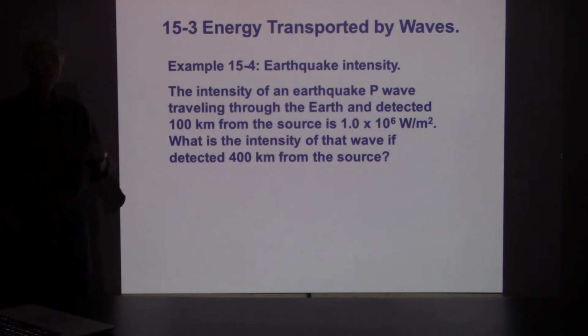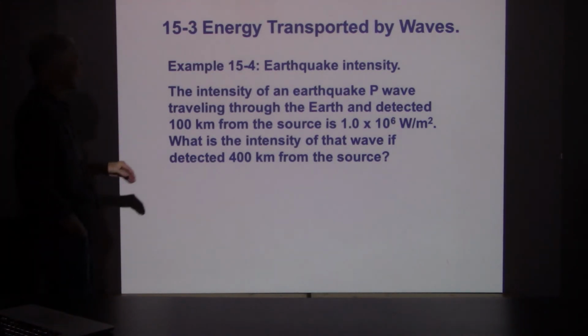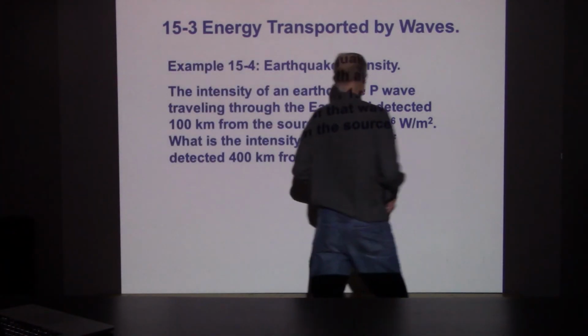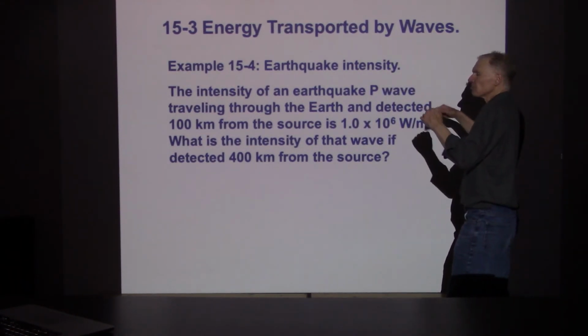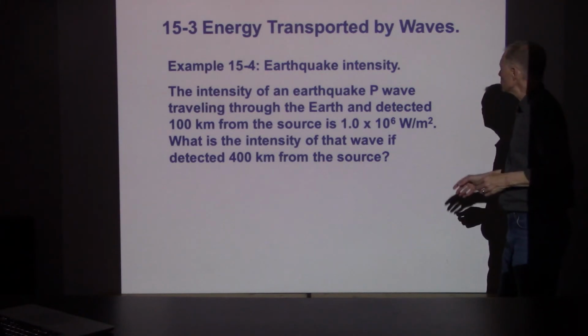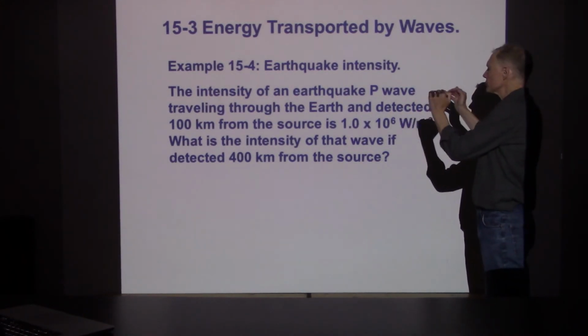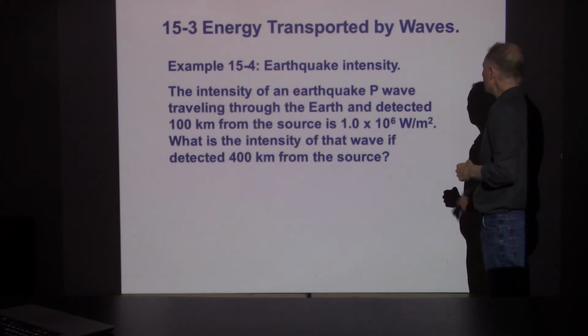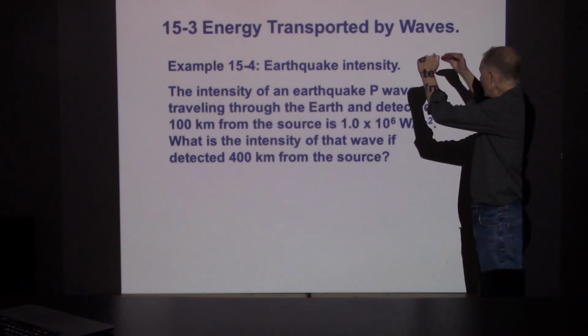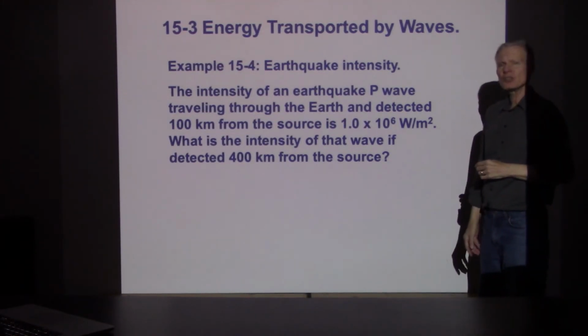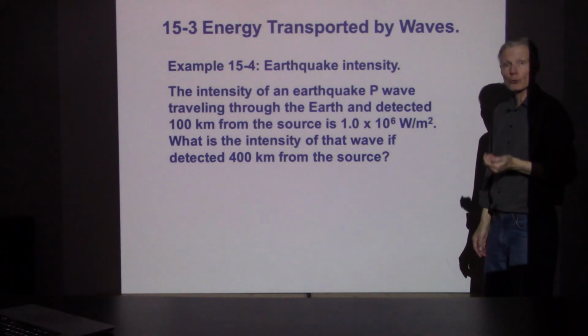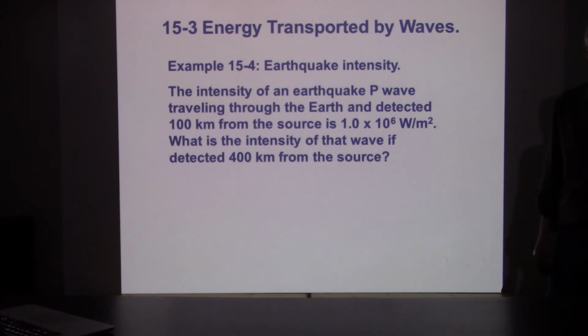Okay, so what it's saying is that we've identified from our earthquake detector the location of the earthquake. It was 100 kilometers away, and what we measured was 1,000,000 watts per square meter at the peak of the earthquake. So maybe when the earthquake was jostling things back and forth the most, our meters went as high as 1,000,000 watts per square meter. That happened to be the intensity of the earthquake at that location.